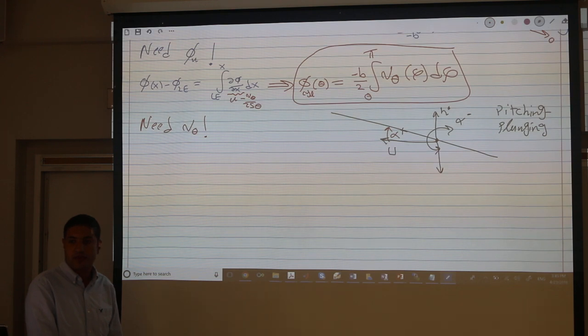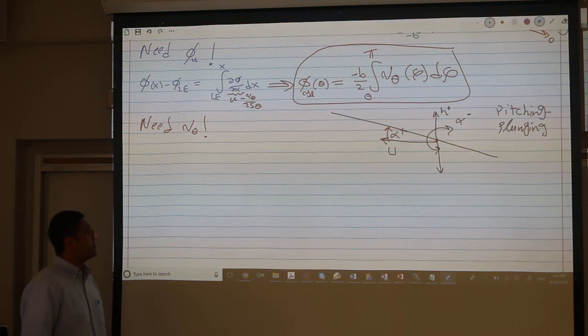What do you expect to get from the lift? Is it a number or what? So you have this problem, you have an airfoil that is oscillatory. What do you expect to get from the lift? Some function. Yeah, a function of time, right? We need the lift as a function of time.